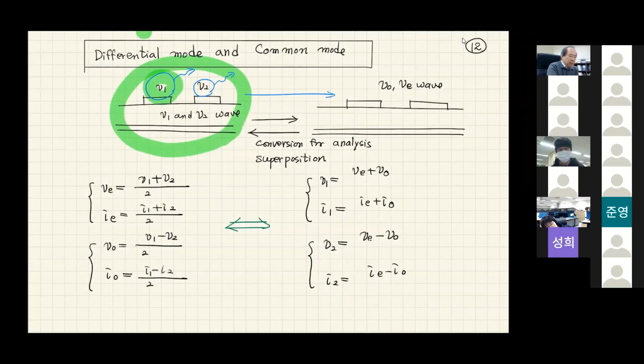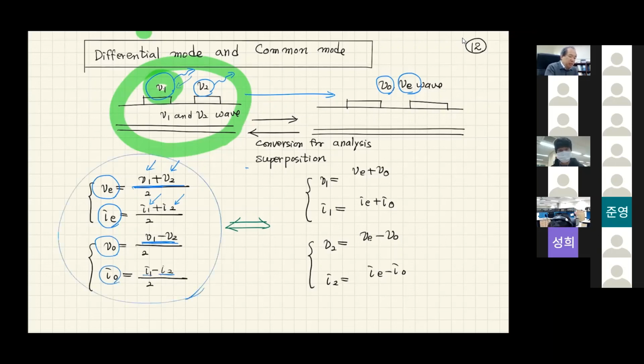That can be decomposed to odd mode and even mode because of the superposition principle. So how are we doing that? Even mode is the average of this voltage wave and current wave, and even mode current is the average of current wave I1 and I2. But odd mode is the difference of these two voltages, and odd mode current is the difference of the two currents.